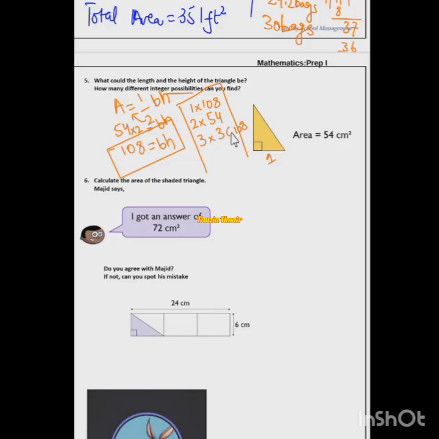So now if the base is 3, then what would be height? 36. Yes, because if we divide 108 by 3, we get 36. Now if the base is 4, then 27. Absolutely right, 27. So 5 cannot be the base because 108 is not a multiple of 5. So 6. 108 is divisible by 2 and 3, so it is divisible by 6 as well.